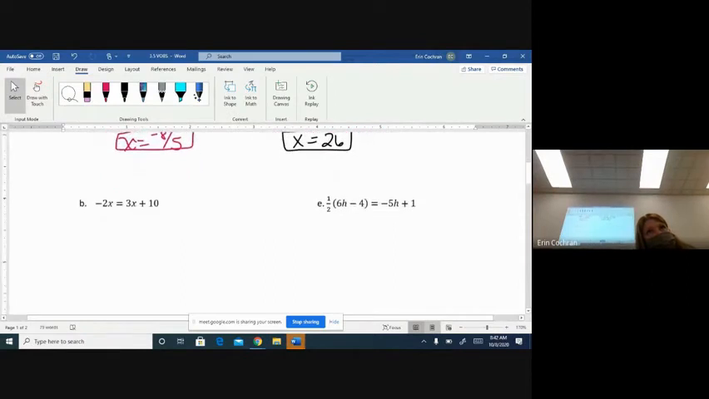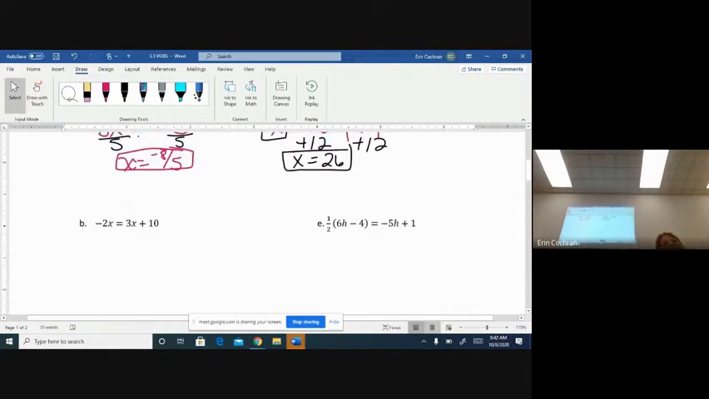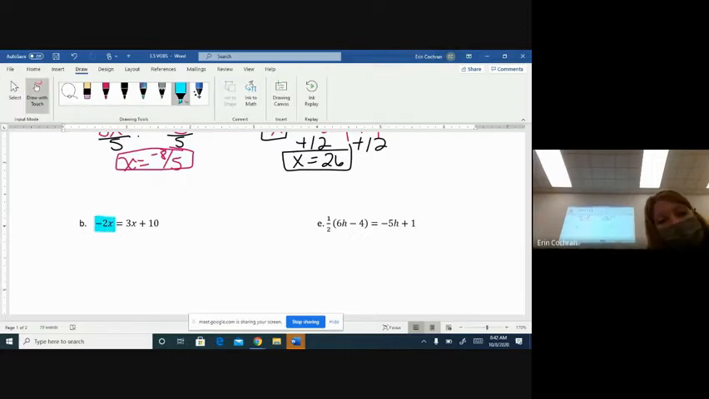All right, let's look at B. Negative 2x equals 3x plus 10. Okay. Now, we don't have parentheses, but we do have like terms, right? And are these like terms on same sides or different sides? Different sides. So we need to move the 3x over to the negative 2x.